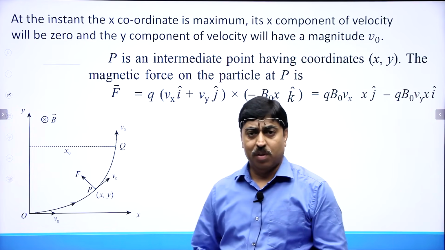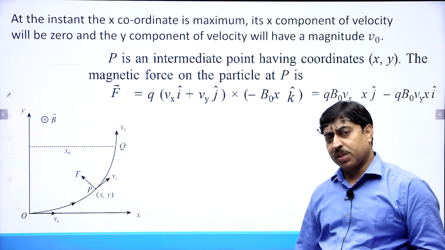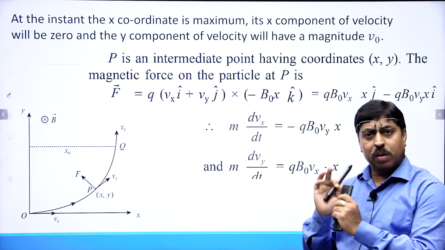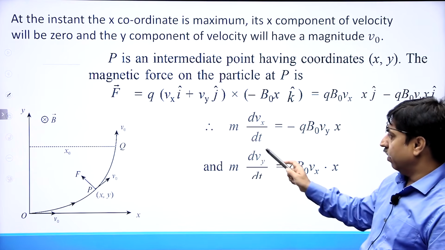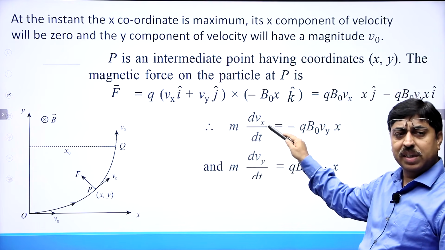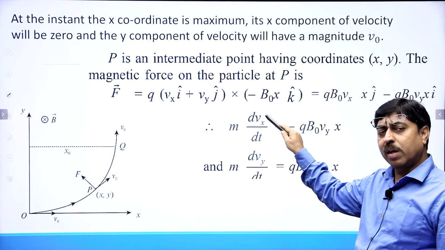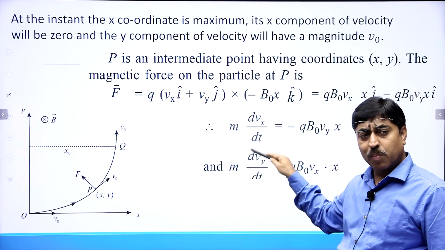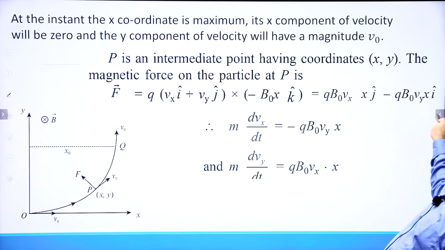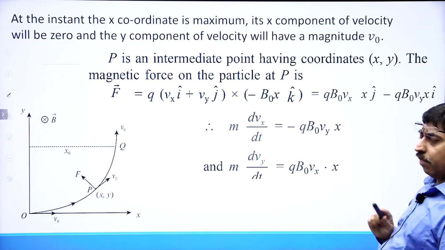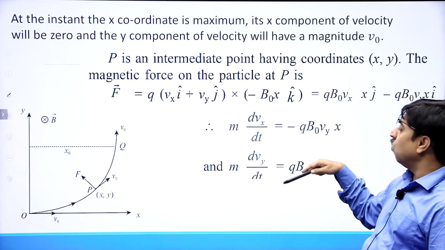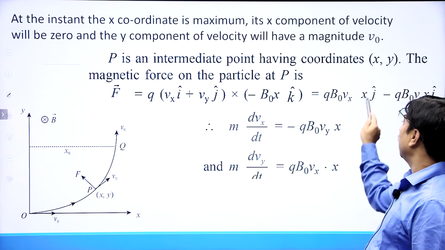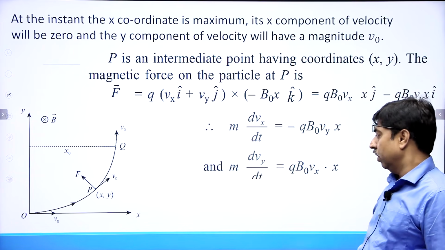So the component of force in x direction can be written as mass of the particle into the component of acceleration in x direction. Mass times ax, ax is dvx by dt. So mass of the particle into rate of change of x component of velocity will be equal to the x component of force. Similarly, mass into y component of acceleration dvy by dt will be equal to the y component of force.